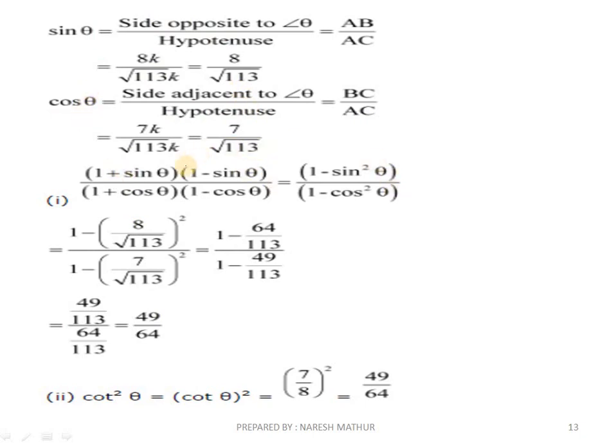Just put the values. Here we are using the identity (A plus B)(A minus B) equals A square minus B square, and we get the answer as 49 by 64. And similarly cot theta is already given as 7 by 8, and the square of cot theta will be 49 by 64. Same. Alright.